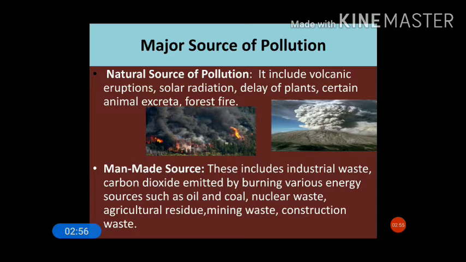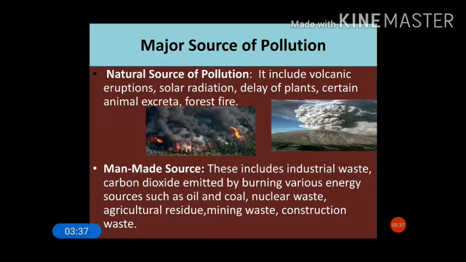And man-made sources of pollution include industrial waste. All activities done by human beings result in pollution, like industrial activities or industrial waste, carbon dioxide emitted by burning various energy sources such as oil and coal, nuclear waste, agricultural residue, mining waste and construction waste. So if you are asked in your examination to write the major sources of pollution, they can be categorized into 2 categories: natural sources of pollution and man-made sources of pollution.